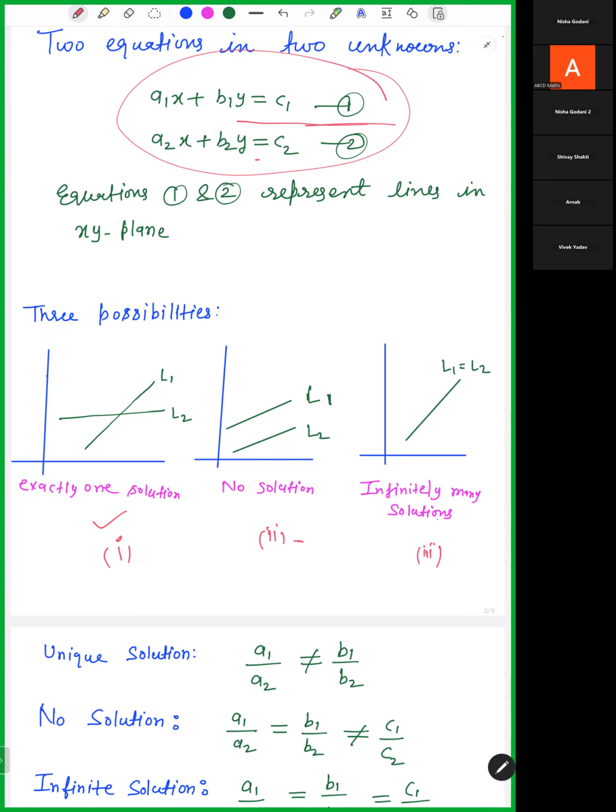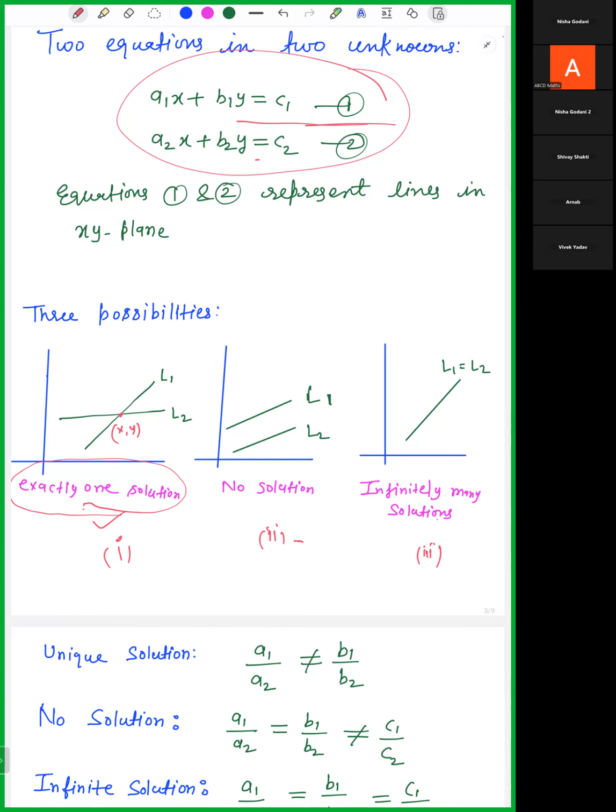In the first case, if these are intersecting, there is one point of intersection. So this point of intersection is lying on both. This means that this point, suppose it is x comma y, will satisfy both equations. So the system has exactly one solution, a unique solution. There exists a unique solution in this case if both lines intersect at a point.